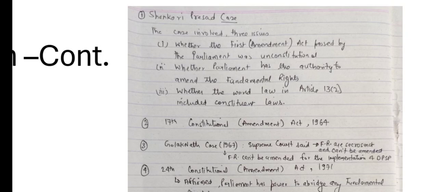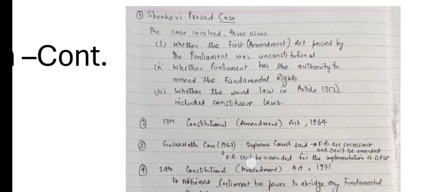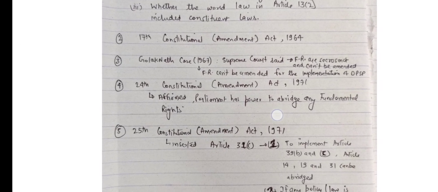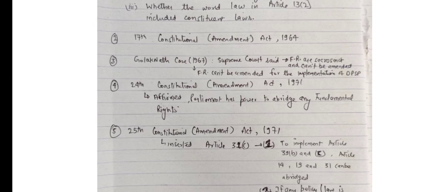So the Supreme Court in this Shankari Prasad case said that Article 13(2) does not mean a Constituent Amendment Act, and it reiterated that Parliament has the authority to amend the fundamental rights. That is, if it is implementing a directive under the Directive Principles of State Policy, and if it abridges the fundamental rights, that cannot be challenged. So later, one further act was passed, the 17th Constitutional Amendment Act, 1964, which further abridges some of the fundamental rights of some people there.